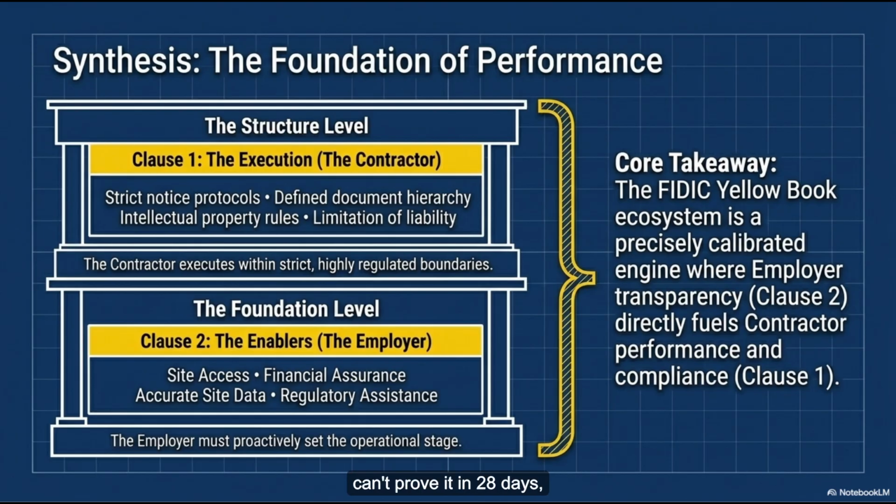And if the employer can't prove it in 28 days, the contractor can slow down work or even suspend it entirely. It forces the employer to be just as financially disciplined as the contractor. It creates this really beautiful symbiotic tension. Neither party can unilaterally force the other into ruin without tripping a massive alarm bell.